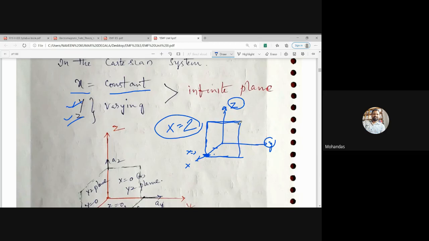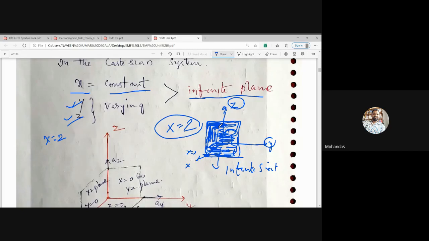Can you guess what is the name of this? By keeping x equal to constant, y varying and z varying, we can generate a sheet. As the range is from minus infinity to plus infinity, we generate an infinite sheet or infinite plane. So the meaning of x equal to 2 is nothing but an infinite plane or infinite sheet.